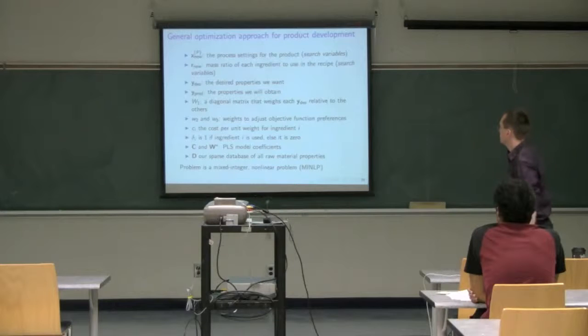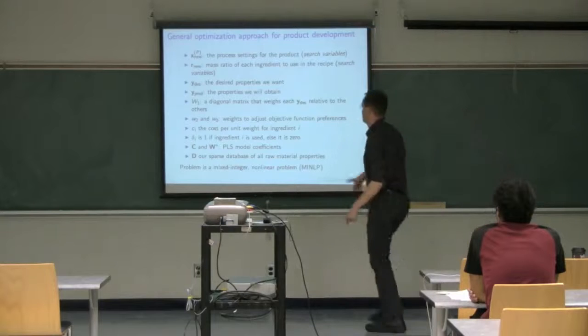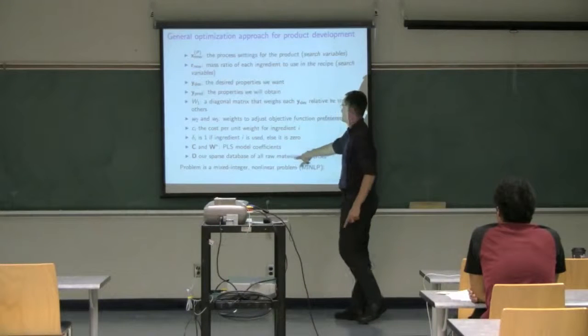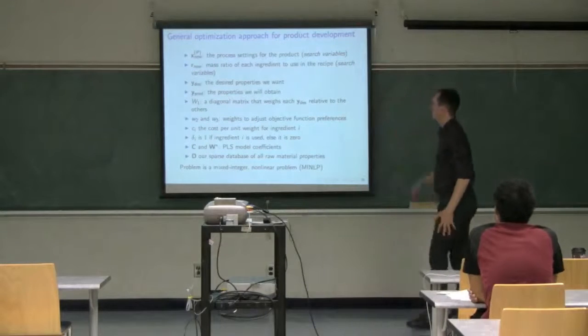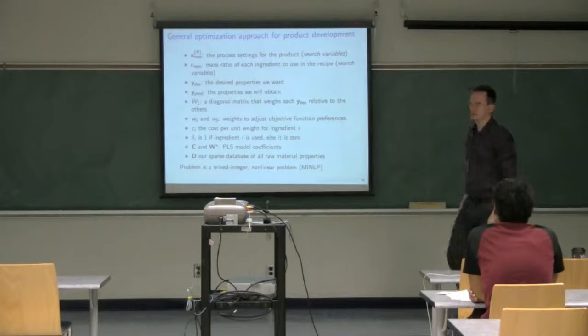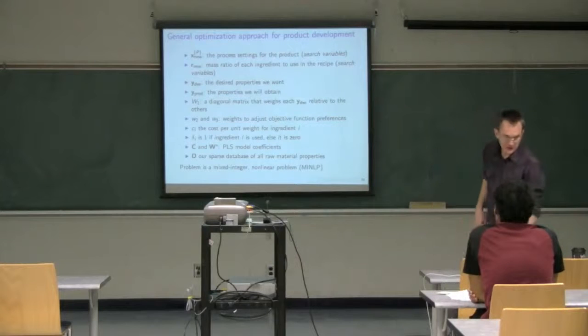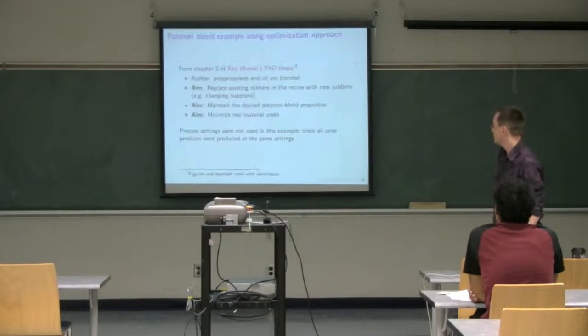Okay, I think we've gone through most of this terminology. Yes, C matrix and W star, these are my PLS model coefficients. T is my database. I think every one of the other ones we will cover. So code that up into GAMS or MATLAB or whichever optimizer you prefer, and solve it.